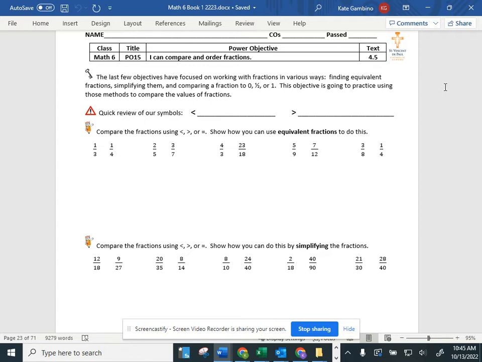So we're going to do a quick review of our symbols. When we have this symbol, it means less than, because we read from left to right. This number is less than this number, because we know the big mouth wants to gobble up the big number. This symbol means greater than. Because this number is the bigger number, it wants to gobble up the bigger number, so it's greater than the next number.